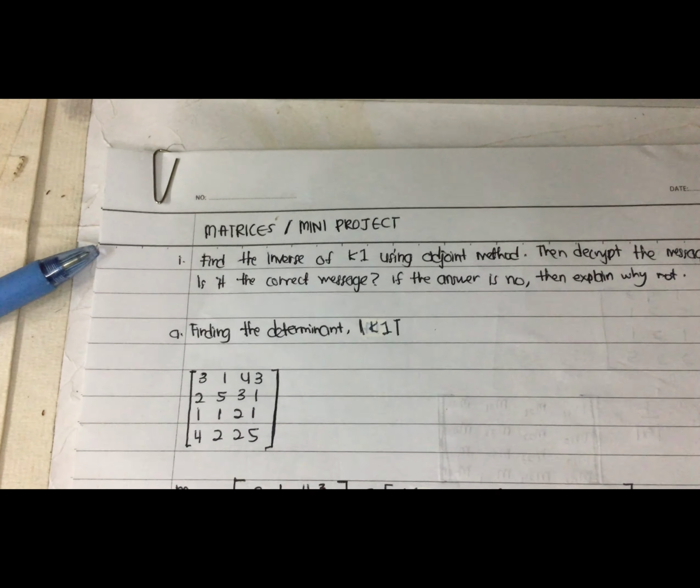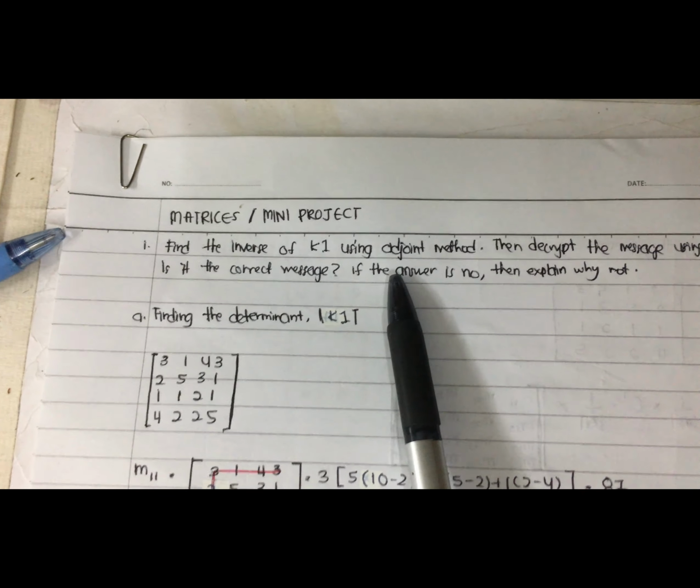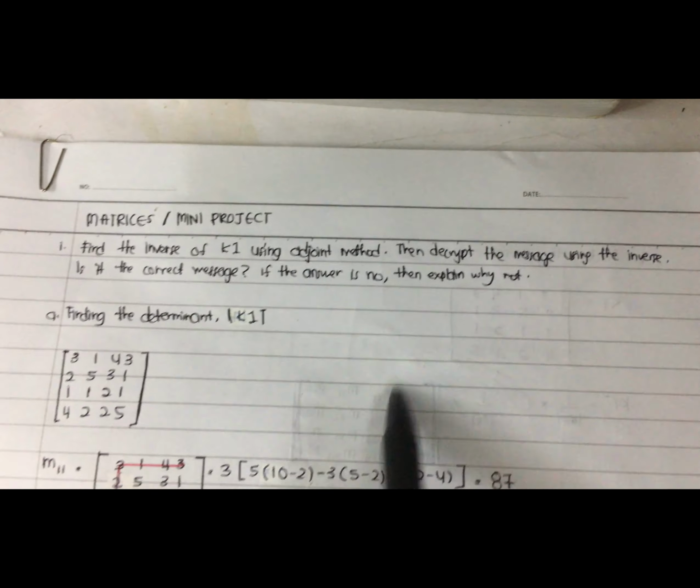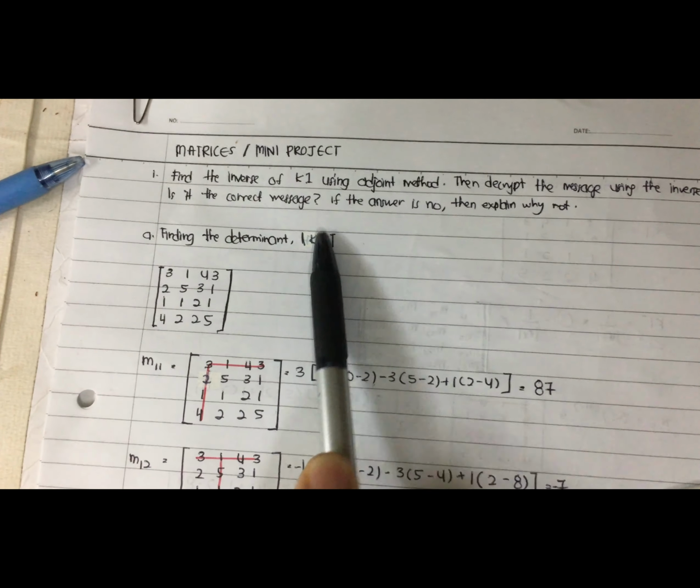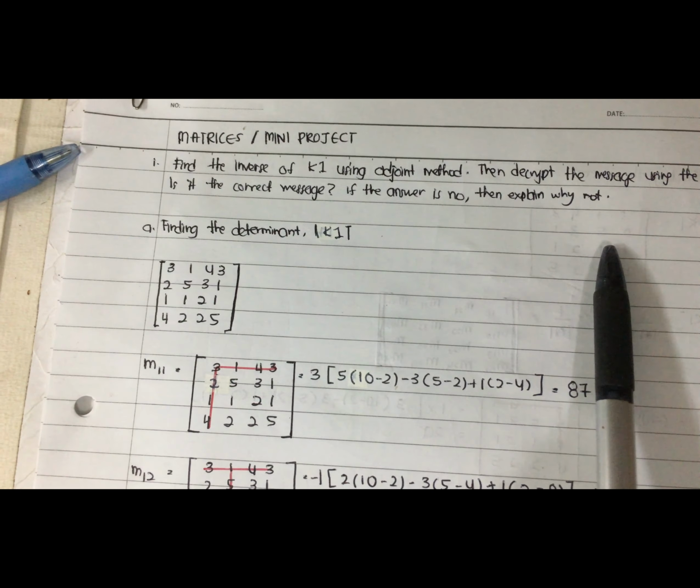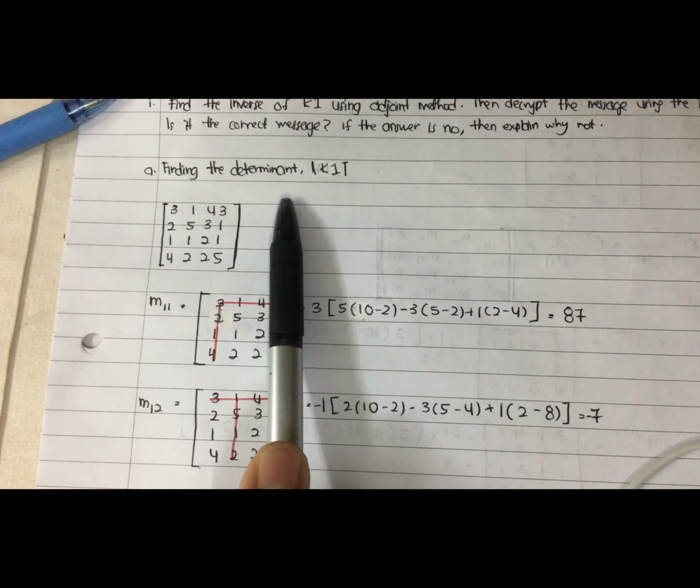Now, let's do it. Hello everyone, today I'm going to find the inverse of K1 using the adjoint method, then decrypt the message using the inverse. Is it the correct message? We will know later. If the answer is no, then I'm going to explain why not. Firstly, we need to find the determinant of K1.